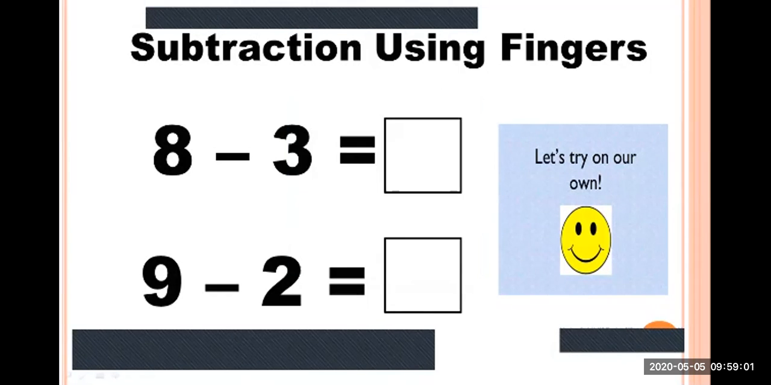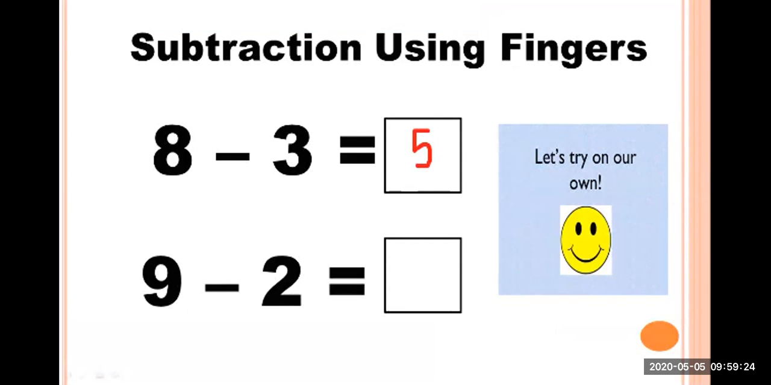Abrish, raise up your 8 fingers and put down 3 amongst them. Tell me the rest. 5. 8 minus 3 what? What is left? 5. Very good. So, using our fingers like this, we can do subtraction easily. Clear? Very good, Abrish.